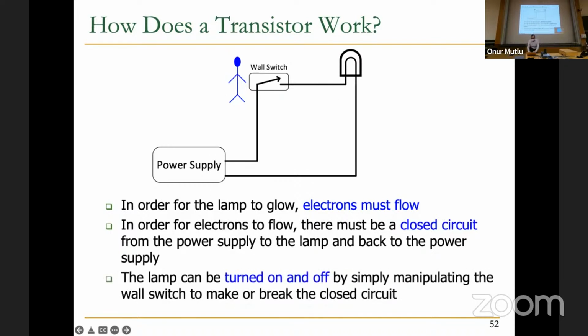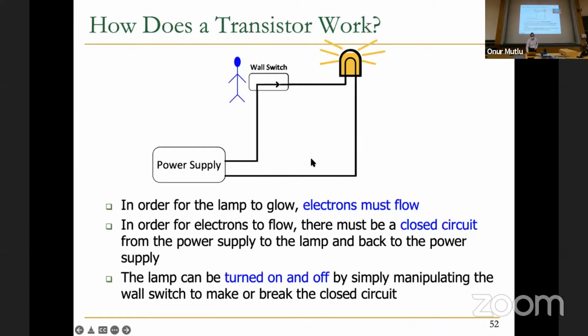And the lamp can simply be turned on and off by manipulating this wall switch to make or break the closed circuit. So if you press the wall switch, this circuit gets connected and the lamp glows because it gets connected to a high voltage power supply. The current flows here, and then it goes back to the power supply. And you have a closed circuit right now that keeps operating.